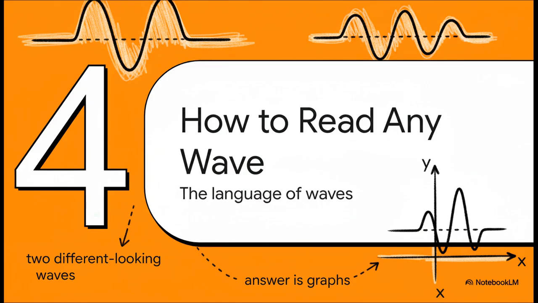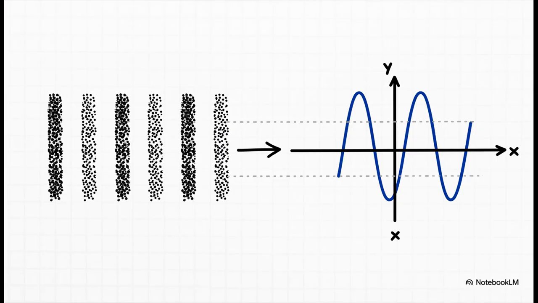So we have these two waves that look totally different, right? An up and down wiggle versus a back and forth pulse. How on earth can we talk about them and compare them in the same way? Well, the answer is graphs. By plotting how pressure changes over a certain distance, we can take an invisible sound wave and turn it into a clear visual graph. And you know what's cool? Suddenly, it looks just like a transverse wave. This means we can use the same language and the same tools to analyze both of them.